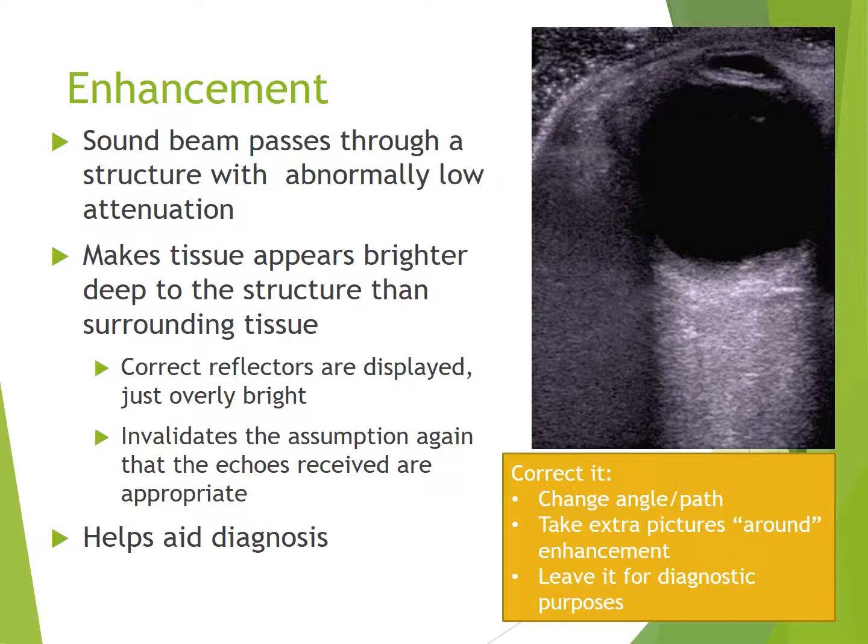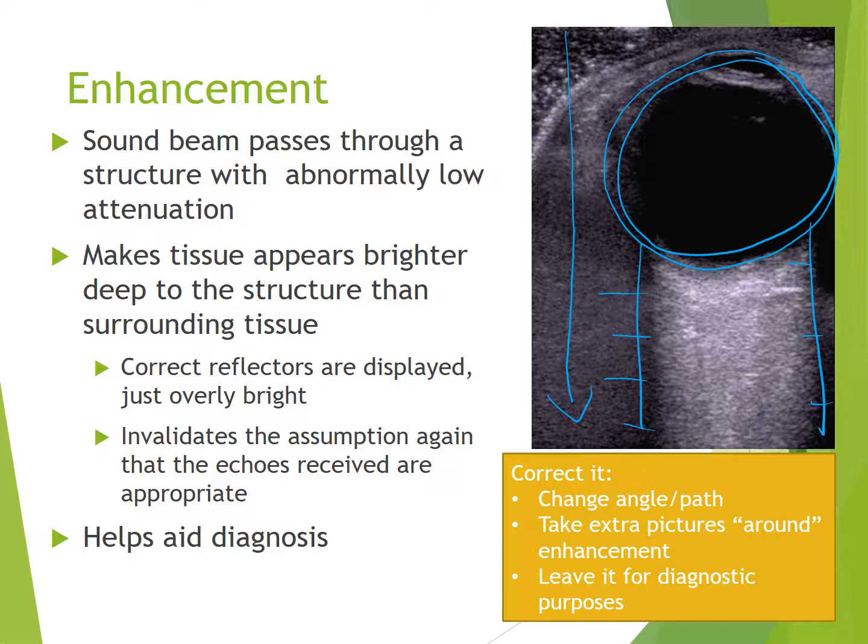So for example, we have a simple cyst here. One of the key diagnosis parts to a simple cyst is that we have through enhancement. So it's this really bright area that's coming out from behind that cyst. Sound is not traveling any faster through this area. It's just that the cyst is not making the sound attenuate at all. Where it attenuates through other solid tissues, it just doesn't attenuate through fluid-filled structures. So typically behind those fluid-filled structures, we expect to see this area of enhancement.